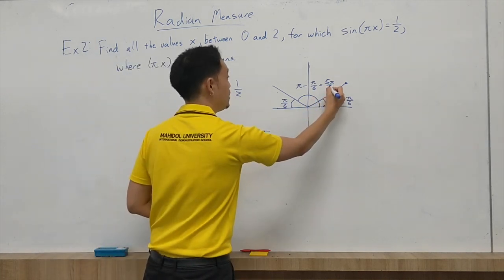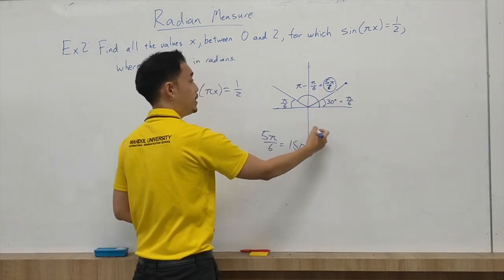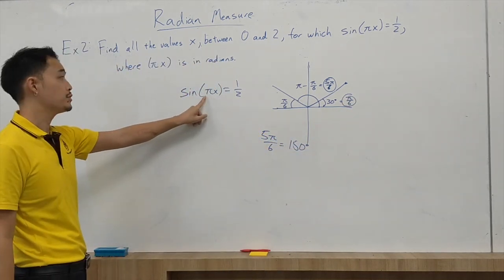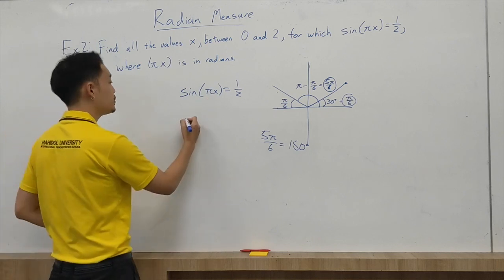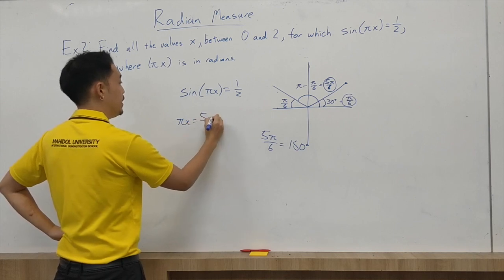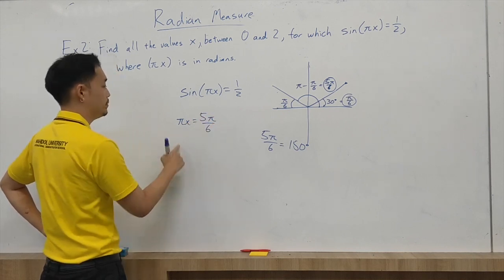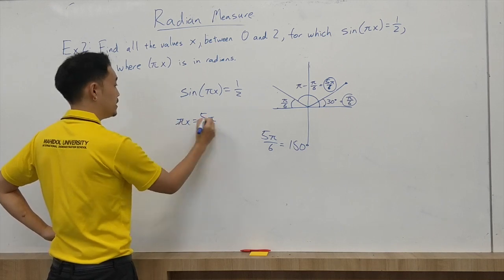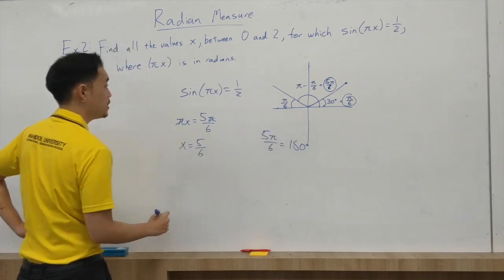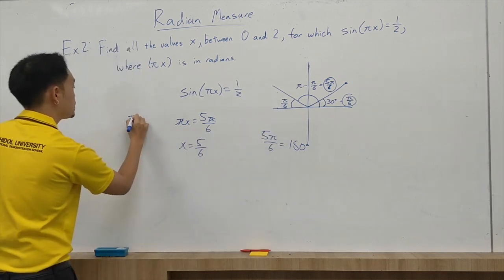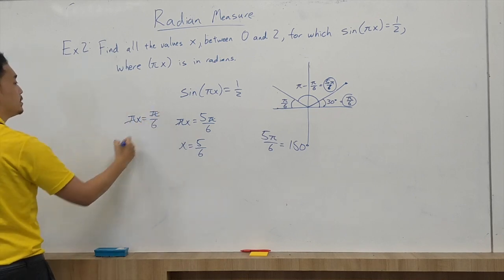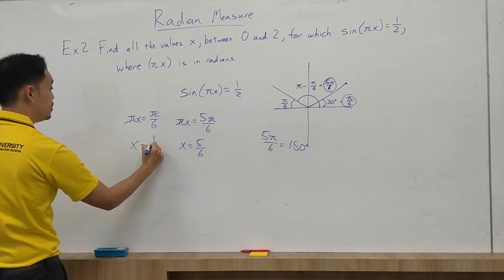And so finally, my two answers are 5 pi over 6 and pi over 6, but remember we're solving for x here, and there's already a pi in there. So ultimately our answer should be, right, pi x equals 5 pi over 6. Let's take out that pi, cancel out these pi's. X is going to be 5 over 6. Same thing for the pi over 6, right? Pi x equals pi over 6. Let's cancel out these pi's. X is equal to 1 over 6.